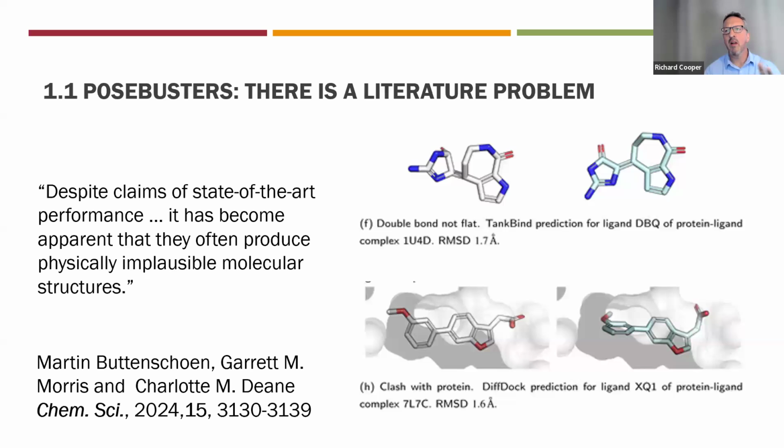The second example is a clash with a protein. I think it's a methoxy group poking into the protein through the surface. So there'd be a really high energy penalty for that, but the method is just ignoring that and telling you that's the docked pose.